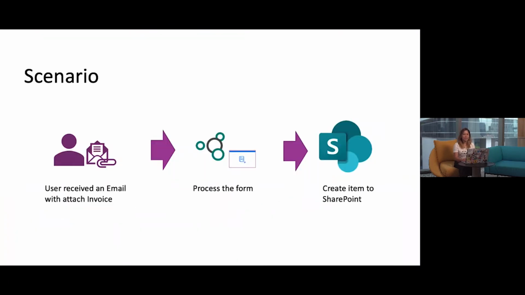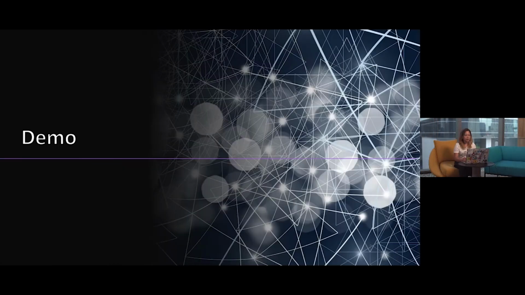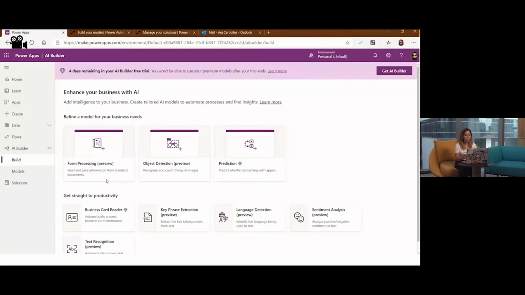So let's take this as a scenario. Let's say the user received an email with an attached invoice, and then instead of downloading the file and manually inputting it in SharePoint, for example, we are going to extract the data using the AI Builder form processing, and then the data fields that have been extracted will be automatically saved to SharePoint. So let's go with a demo.